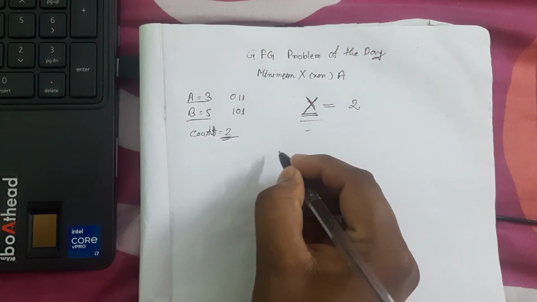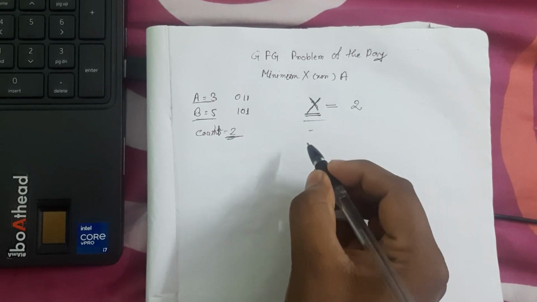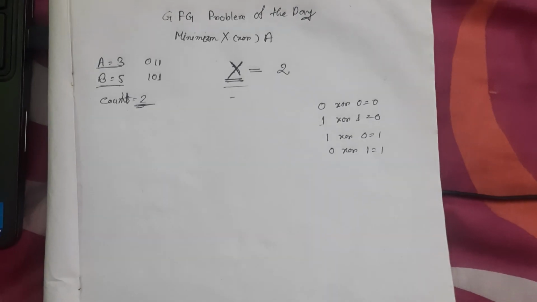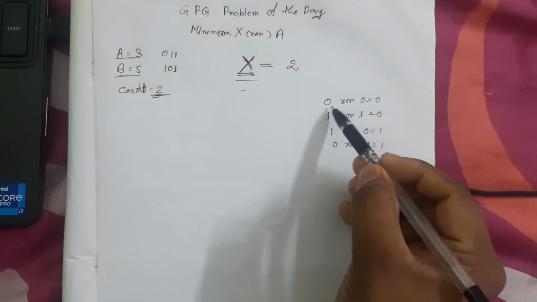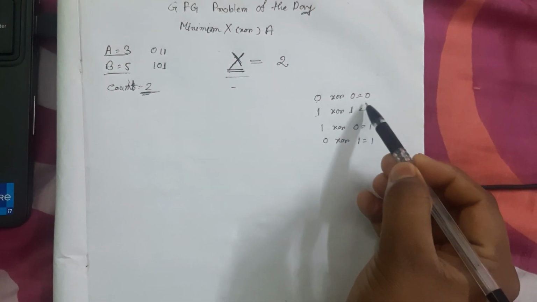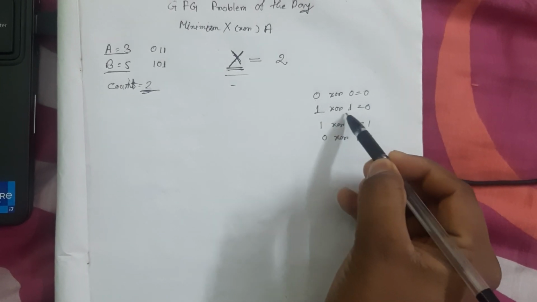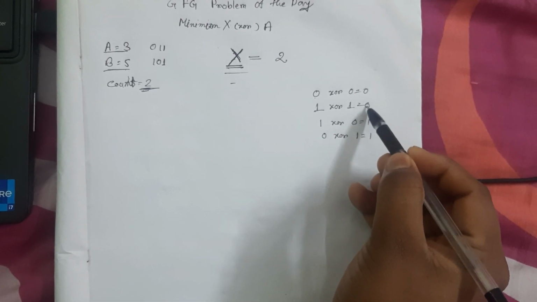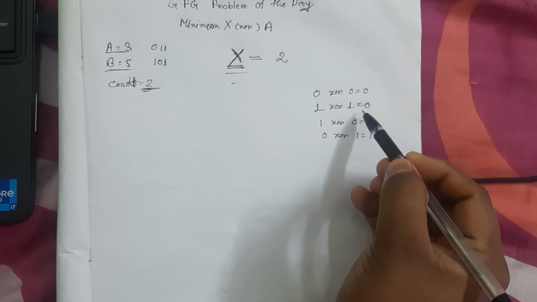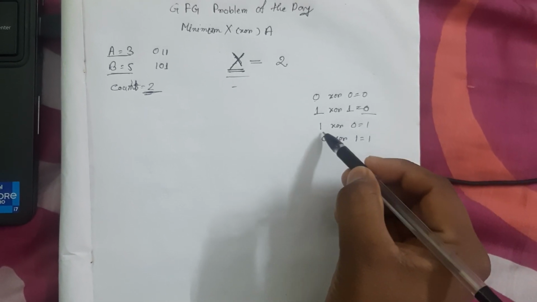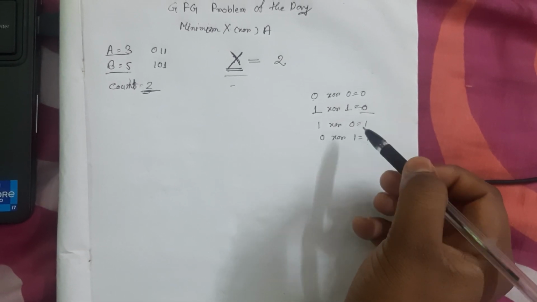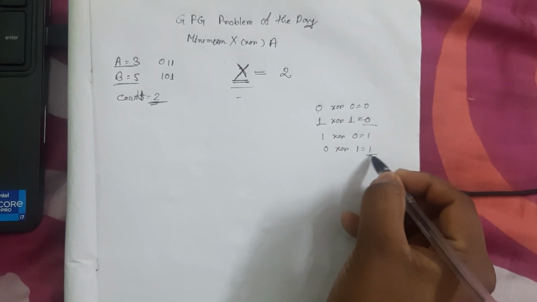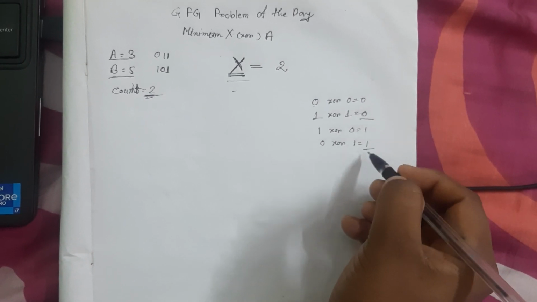Now let's see with an example how we can get the solution. By the XOR formula, when we get the same bit, the value is decreasing. Like when we have 1 and 1, we get 0, so the value is decreasing. And when we have opposite bits, the value stays the same or increases.